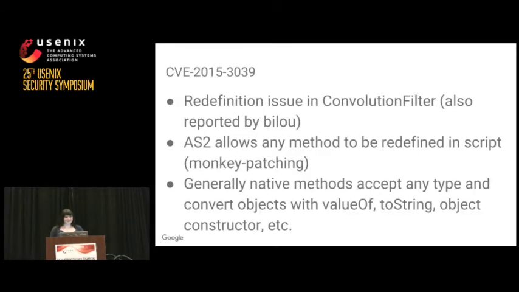To give you some examples of bugs that I've found through code review, to start off, there's this issue, which I call the Convolution Filter issue. And what's interesting about this one is it was independently discovered at least 3 times. I found it and reported it to Adobe, and then it was used to win a hacking competition called Pwn2Own, and then it turned up in the Hacking Team dump.